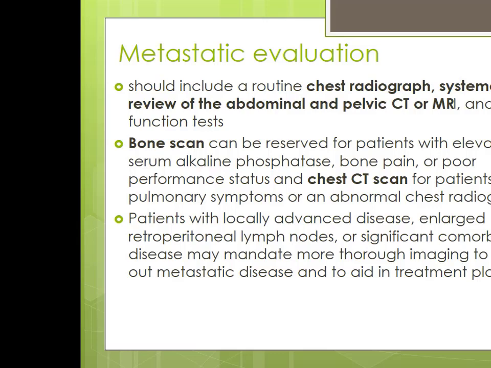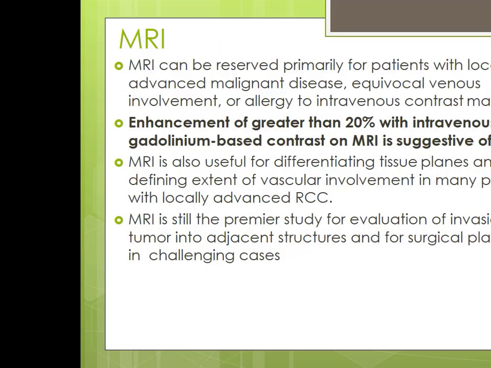Patients with locally advanced disease, enlarged retroperitoneal lymph nodes, or significant comorbid disease may require more thorough imaging to rule out metastatic disease and to help in treatment planning. Now, MRI is not routinely used, but it is reserved primarily for patients who have locally advanced malignant disease, equivocal venous involvement, or allergy to intravenous contrast material. Enhancement of greater than 20% with intravenous gadolinium contrast on MRI is highly suggestive of RCC.